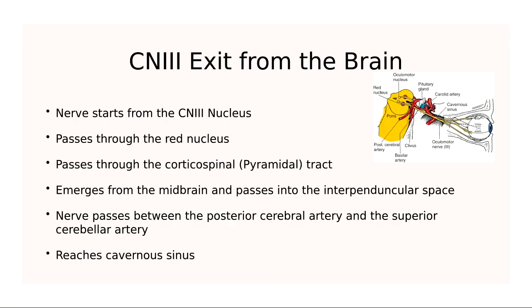Now, when the third nerve exits the brain from the nucleus, it passes through the red nucleus, and then it passes through the corticospinal or pyramidal tract, and it passes in the interpeduncular space. It passes between the posterior cerebral and the superior cerebellar artery, and medial to it is the posterior communicating artery, and then it will enter the cavernous sinus.